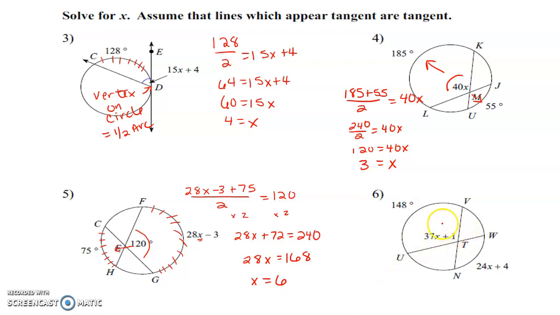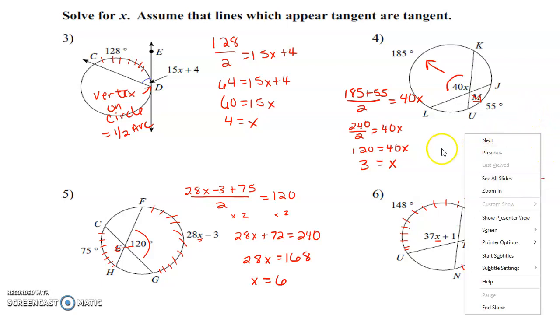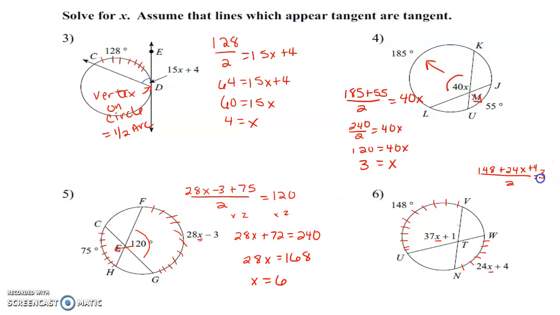All right, let's take a look at the next one here. My x is in the angle measure as well as on the arc. We're just ramping it up a little bit. We're still just going to follow the formula. So this is the arc that contains the x, the vertical angle, here's the other arc. I'm going to add these together. I'm going to add my 148 plus my 24x plus 4, divided by 2, and that's going to equal my 37x plus 1.